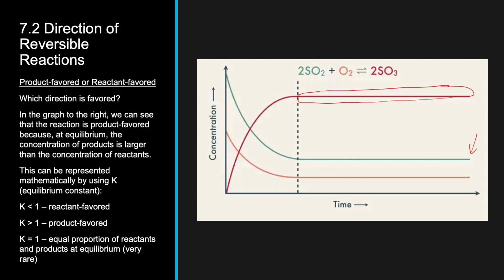Another way you can do that is by looking at the K value, which is the equilibrium constant. Remember, the equilibrium constant is the concentration of the products over the concentration of the reactants. If you are given a K value that is less than 1, that reaction is going to be reactant favored. If you are given a K value that is greater than 1, that reaction is going to be product favored. And if you are given a K value that equals 1, that means you have equal proportions of reactants and products at equilibrium, which is extremely rare.